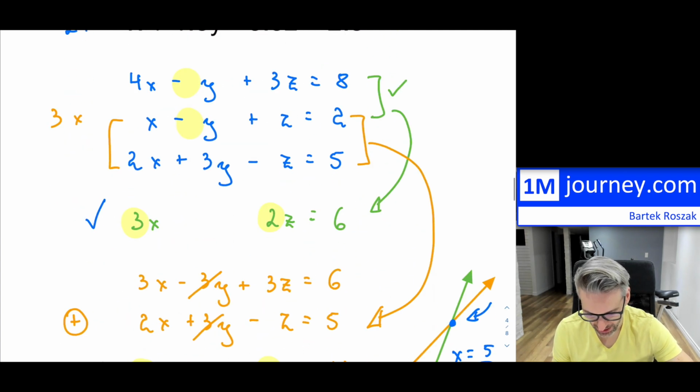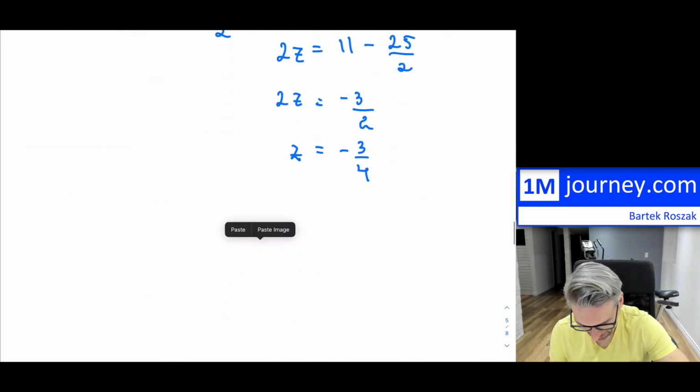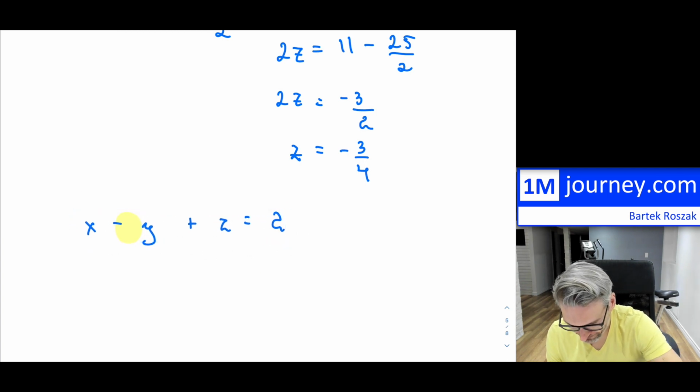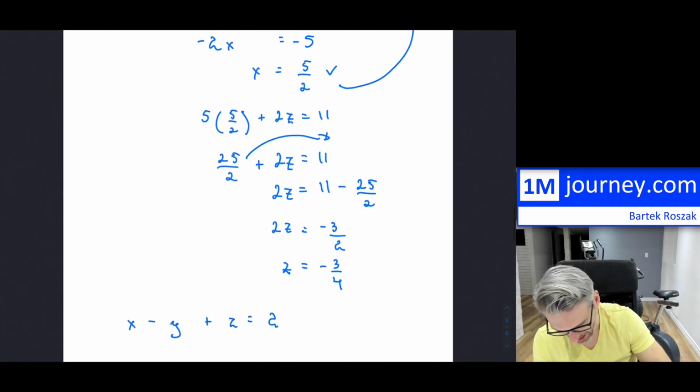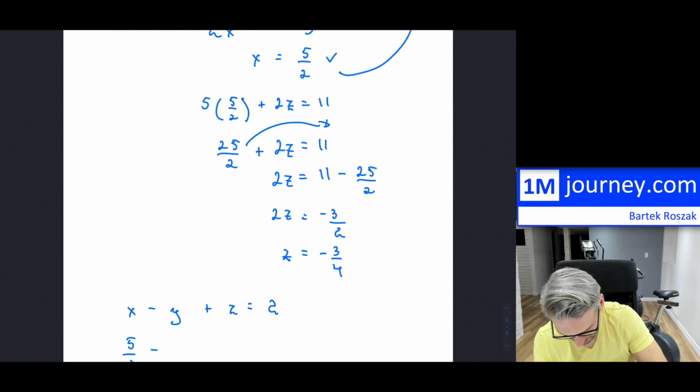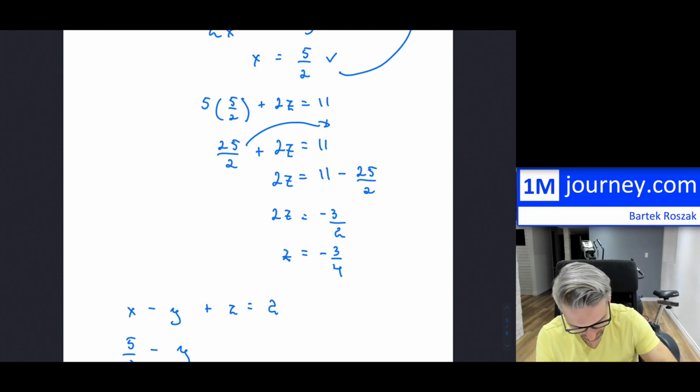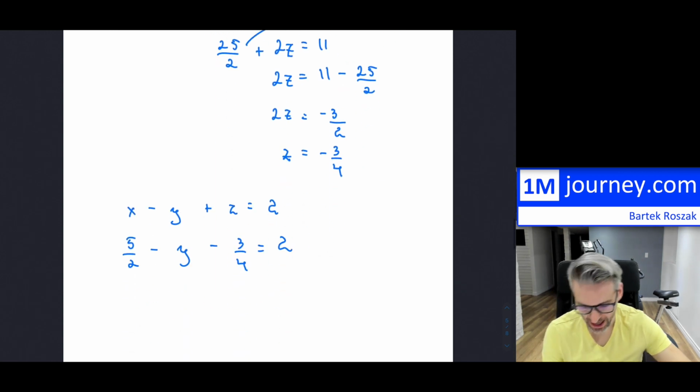You can substitute it into any of those original planes. If you substitute this back in here, this is going to be 5 over 2 minus, this is negative 3 over 4, is equal to 2. Sorry, we don't have the y value, we're trying to find it. We have the z value. So notice now you only have one equation, one unknown, very simple.